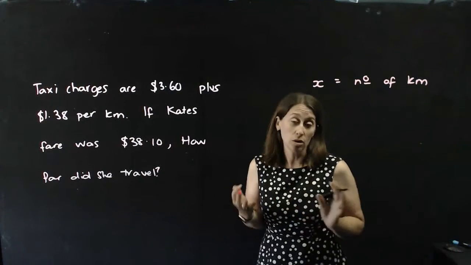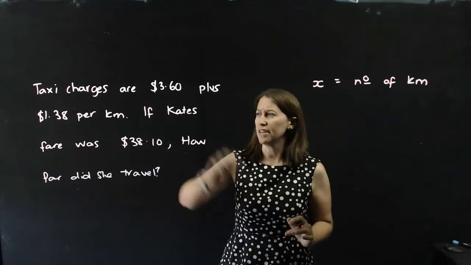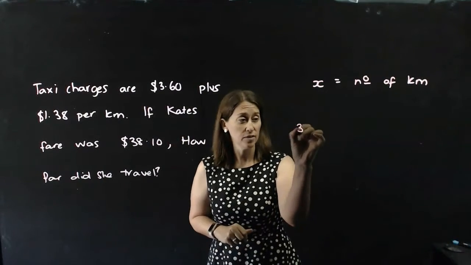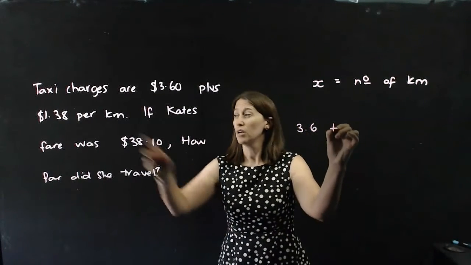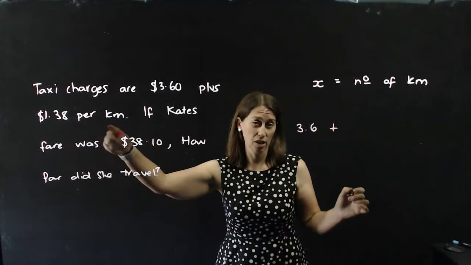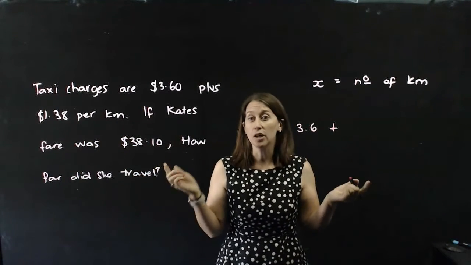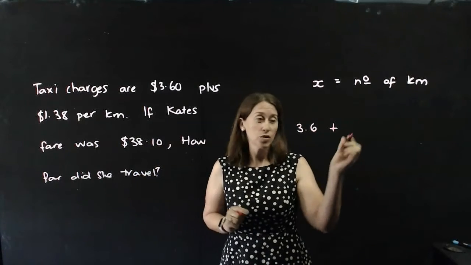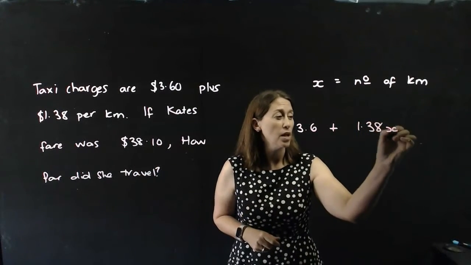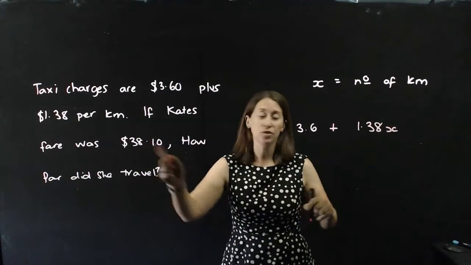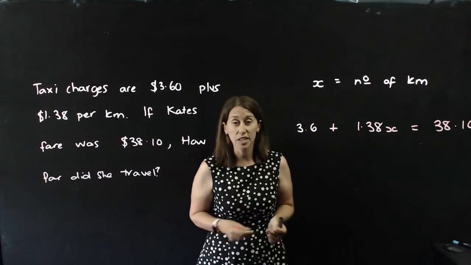So let's work out what the cost of a regular taxi fare is. Taxi charges are $3.60, so 3.6, put a 0 on the end if you like, plus $1.38 per kilometre. So that means for every single kilometre. So we look at that and go, that's a multiply sign. So we've got plus $1.38 multiplied by x. And the total cost came to $38.10. So now we have our equation.